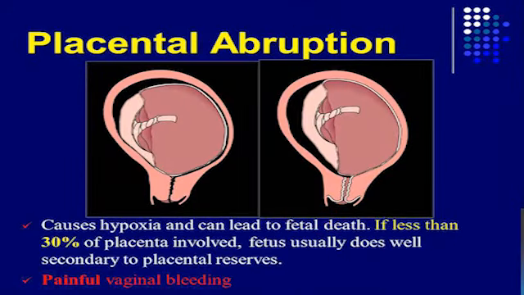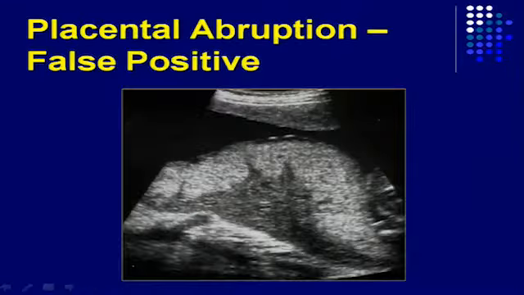Okay, placental abruption causes hypoxia and can lead to fetal death. If less than 30% of the placenta is involved, these areas can heal and the baby does well. So this is when you have the painful vaginal bleeding. And this usually is not an ultrasound thing that we're looking for. This is going to labor and delivery, and you'll manage it there. Sometimes with a posterior contraction, you can actually get something that looks like a placental abruption, but it was a false positive. It's just a big contraction there. Those little contractions, boy, they really mimic a lot of different things.